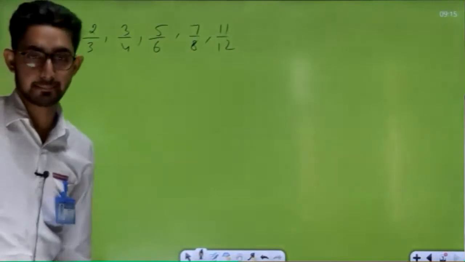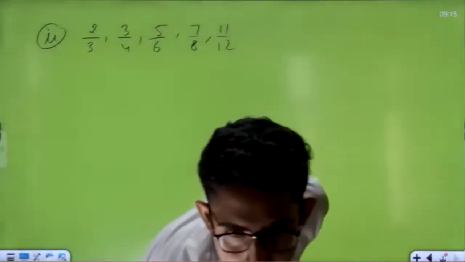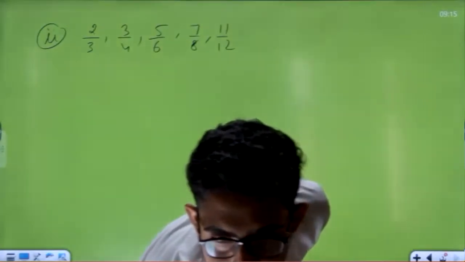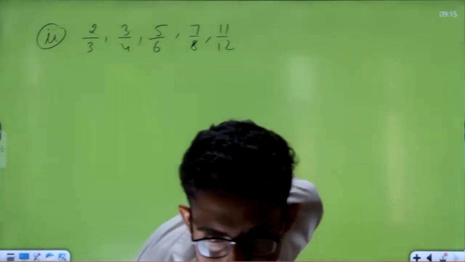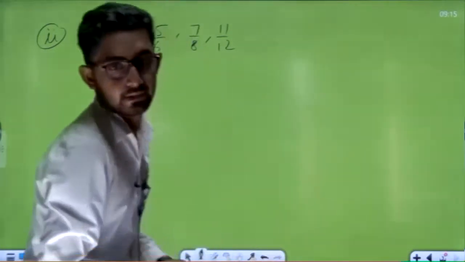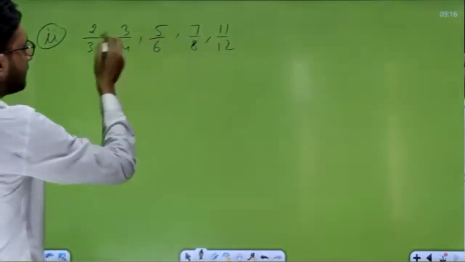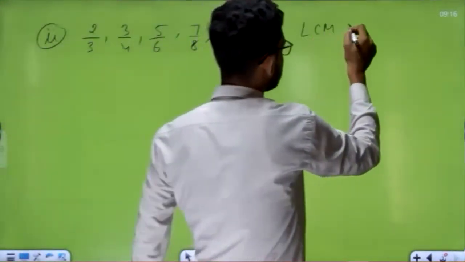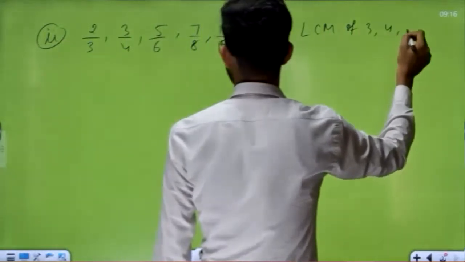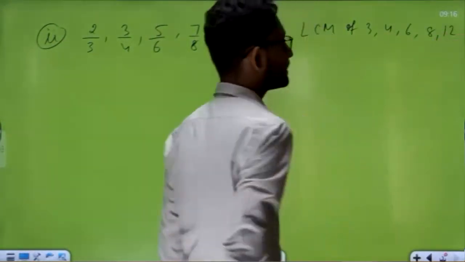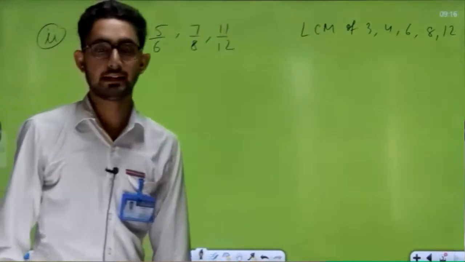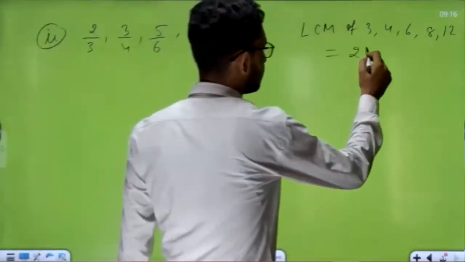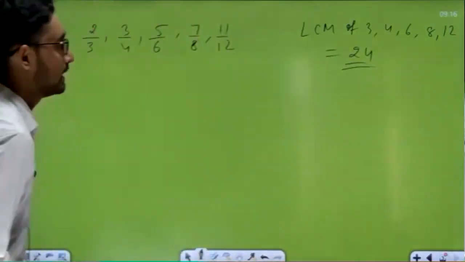First of all, we'll take out the LCM. Okay, so first of all, we'll take out the LCM of 3, 4, 6, 8, 12. What is the LCM of these? Anyone know? Yes, the LCM is equal to 24. Yes, 24 is the LCM. Now what do we have to do?